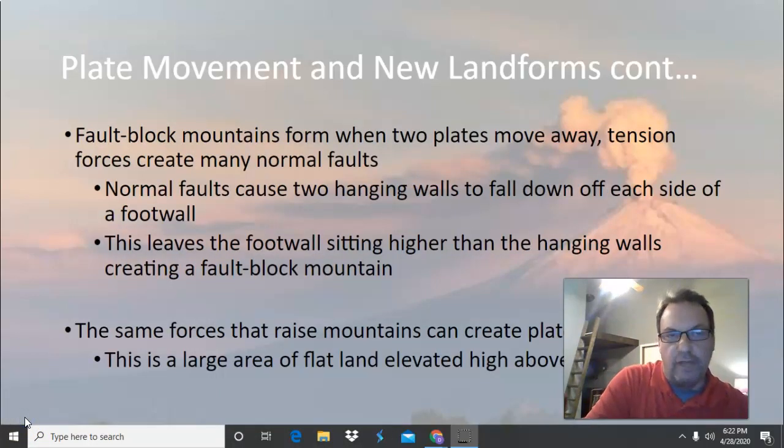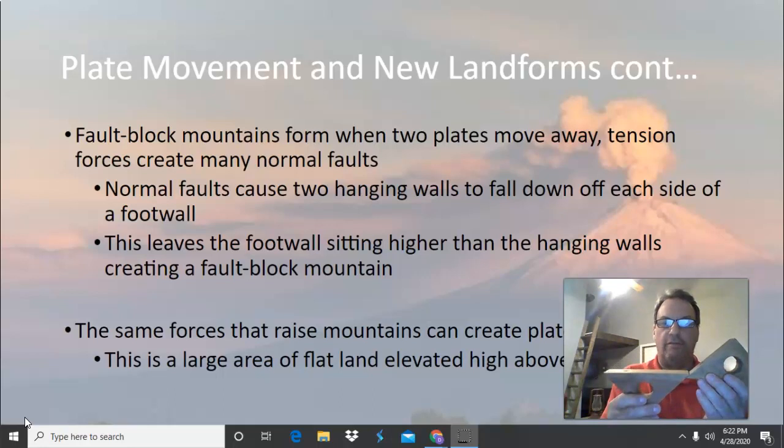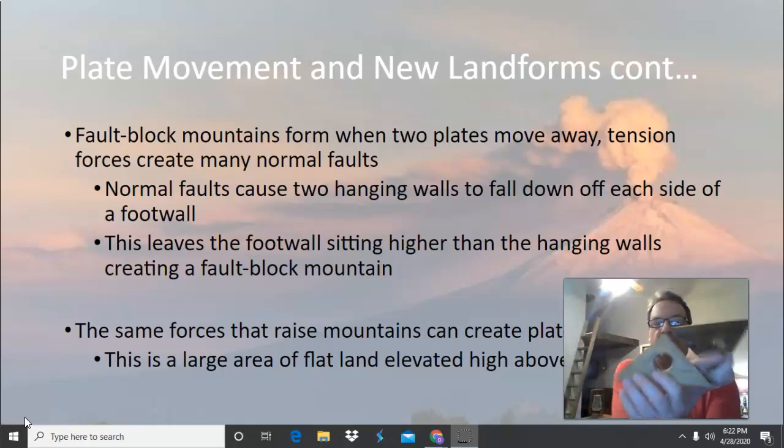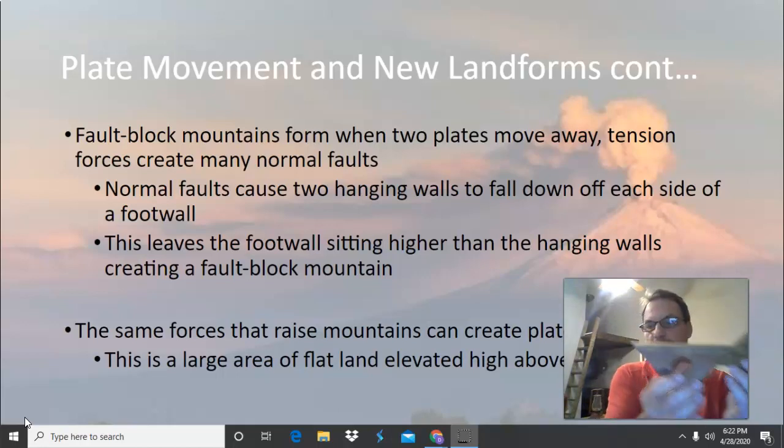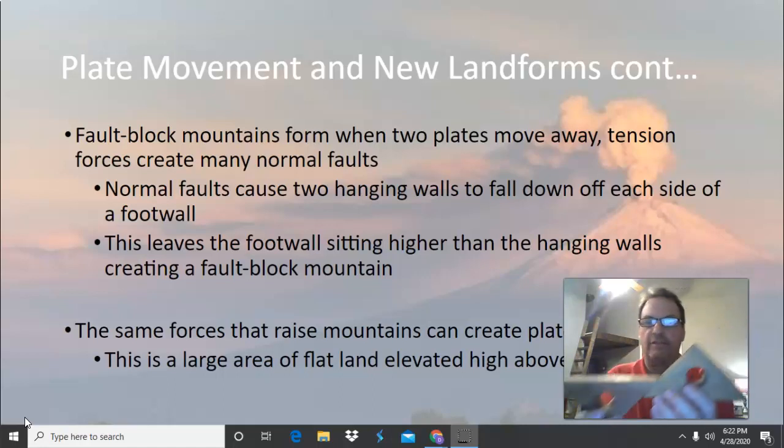Next, we'll talk about fault block mountains. And these are where two plates are moving away from each other. If we can remember the stress where things are pulled away, that's called tension. And this creates many normal faults. So if you have the hanging walls fall down off each side, or if it's on this side and slides down, this is what creates something called a fault block mountain. And if you could see, you could actually walk up that.